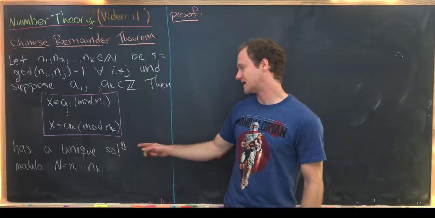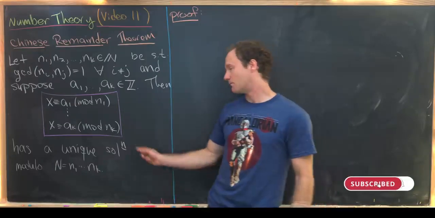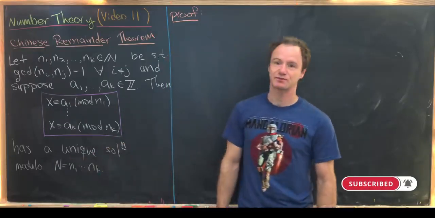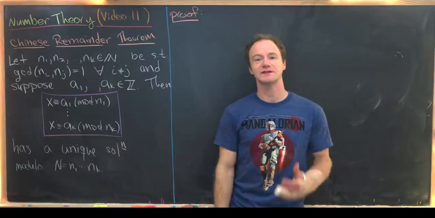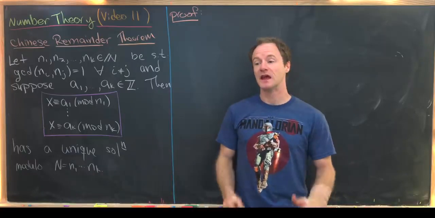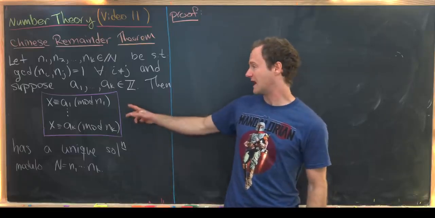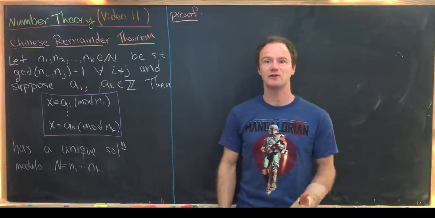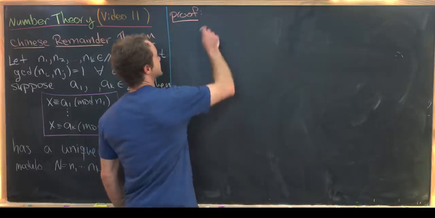And this theorem says that this system has a unique solution modulo capital N, which is the product of the little n's. And we'll look at the proof, and what's great about the proof is it is a constructive proof. In other words, you can follow the method of this proof for any such example, and you'll find an actual solution. Okay, so let's move on to this proof.